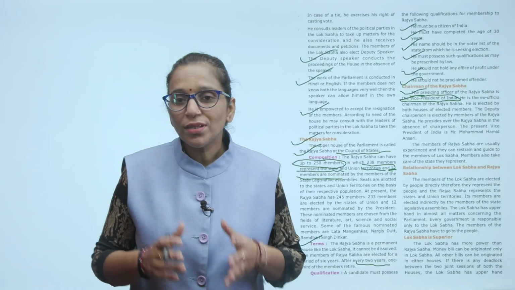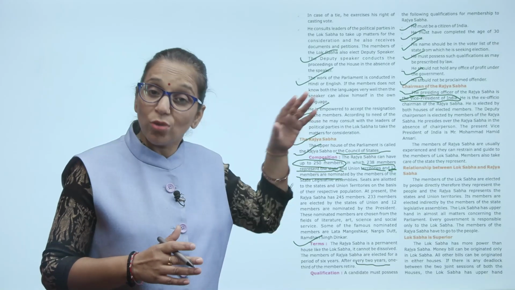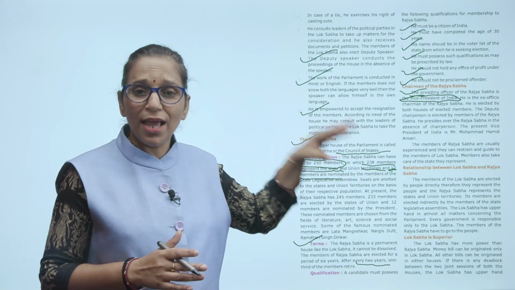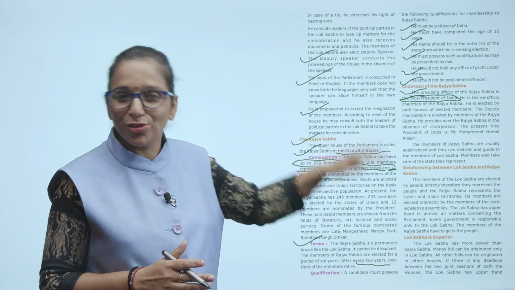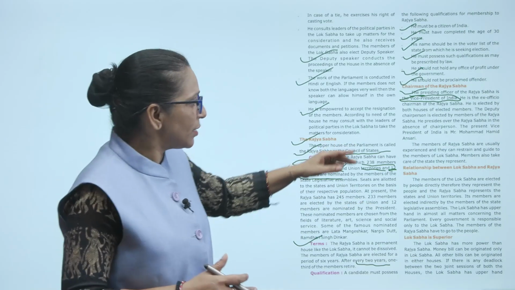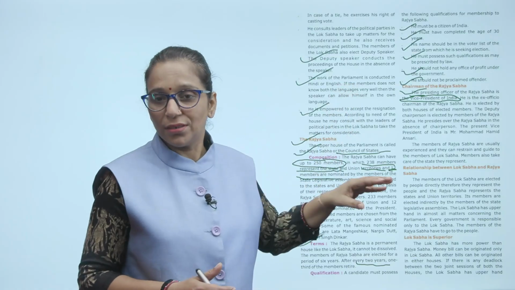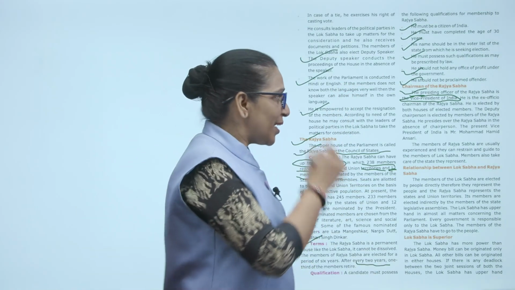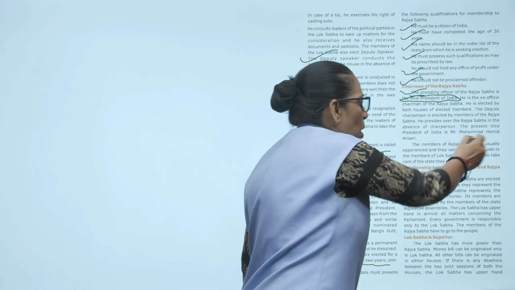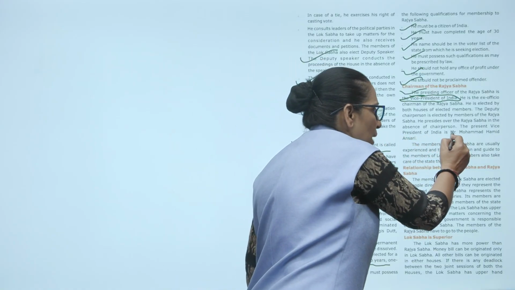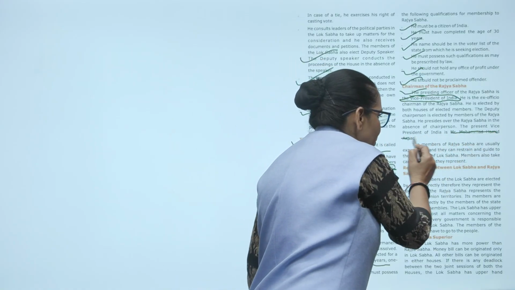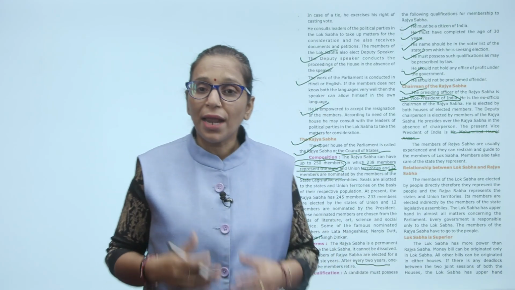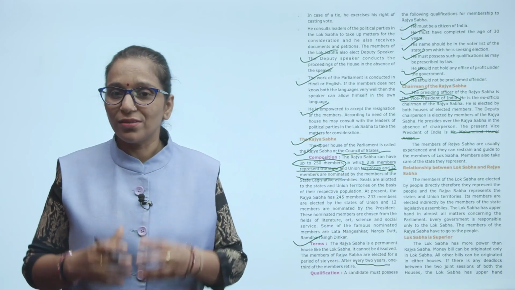Now he presides over the Rajya Sabha in the absence of the chairperson. Meaning in the absence of the Vice President, who is the chairperson of Rajya Sabha, only then the deputy chairperson can preside over the meeting. Now the present Vice President of India is Venkaiah Naidu. Beta, here it has mentioned Muhammad Hamid Ansari, but now Mr. Venkaiah Naidu is our present Vice President of India.